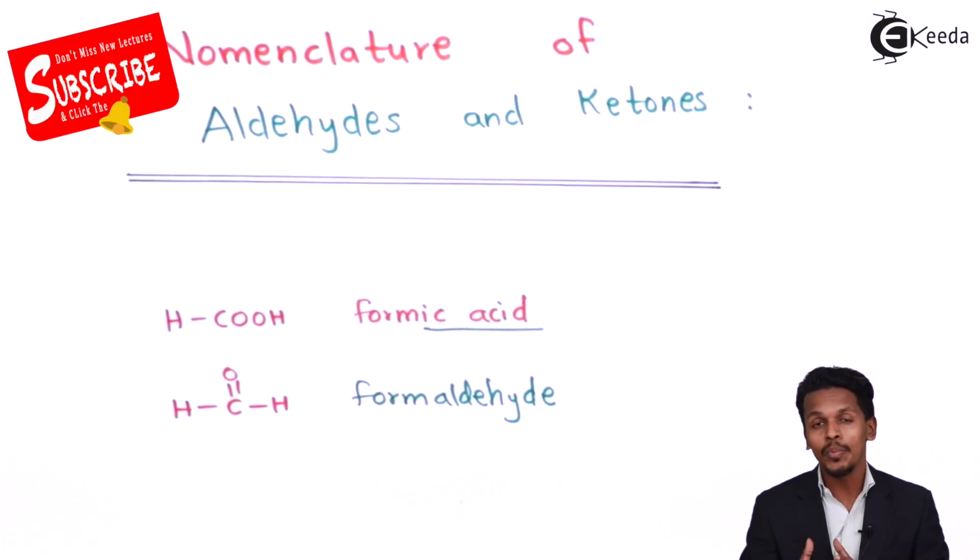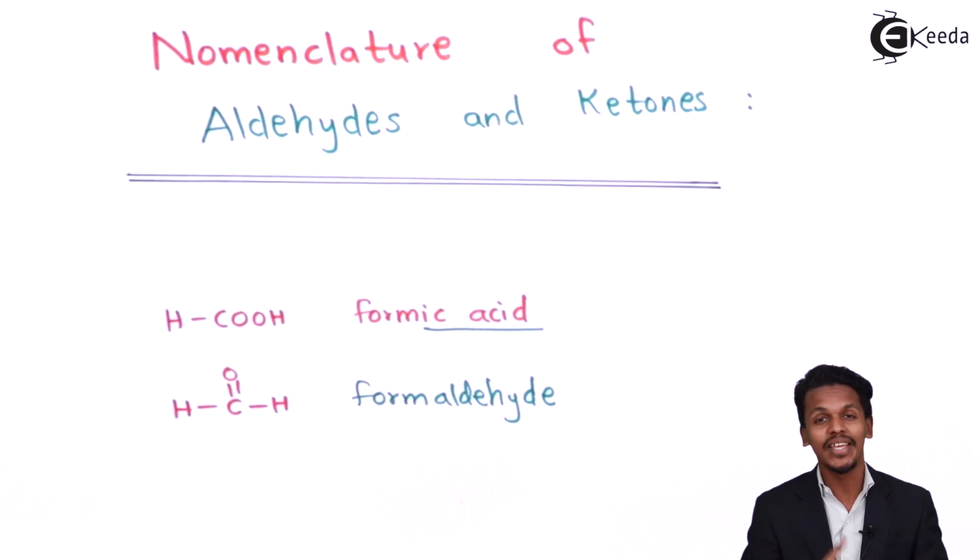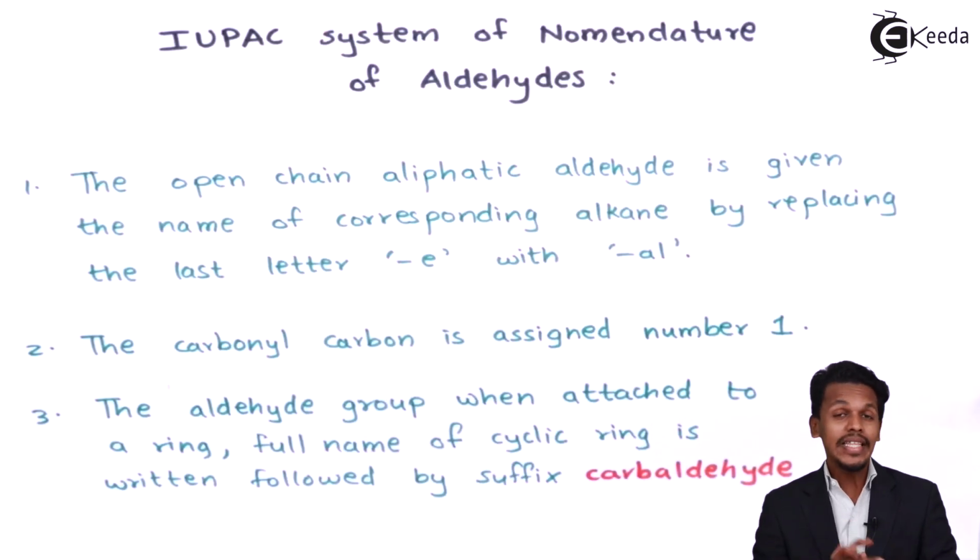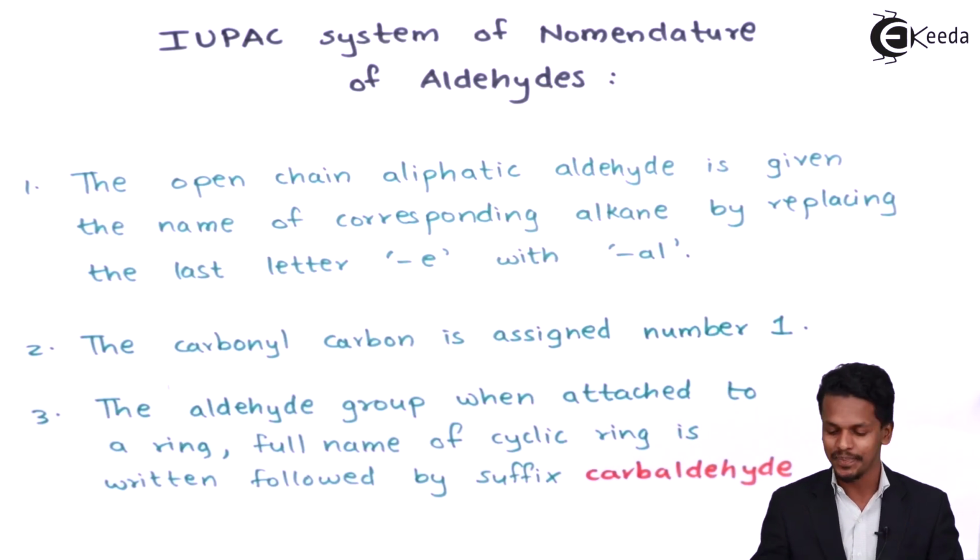But in terms of an IUPAC name, we have to follow certain rules, and only by following those rules can we give the IUPAC nomenclature to an organic compound which is an aldehyde or a ketone. So now let us first discuss the IUPAC nomenclature rules for aldehydes. We are going to discuss certain important rules that should be considered while naming an aldehyde, and those are as follows.